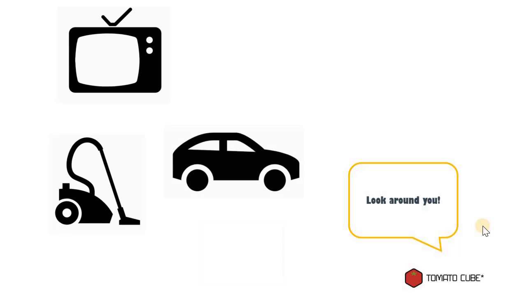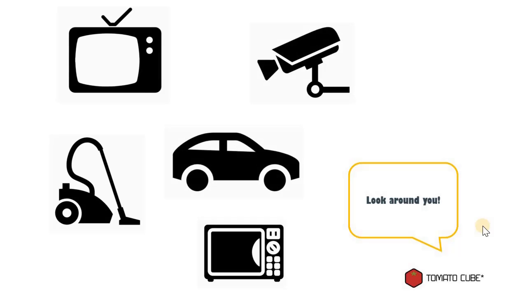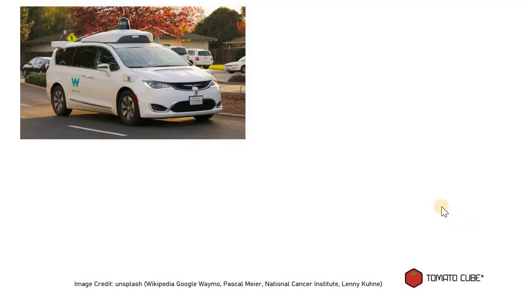Do you know that code does not exist only in your computer? Code is actually everywhere around you. In your smart TV, in your vacuum cleaner, in your microwave, in the car and security camera, all these electronic devices have a lot of code running in them. And then if you look further, we also have the self-driving car. And of course, a self-driving car requires even more code than a normal car in order to function.